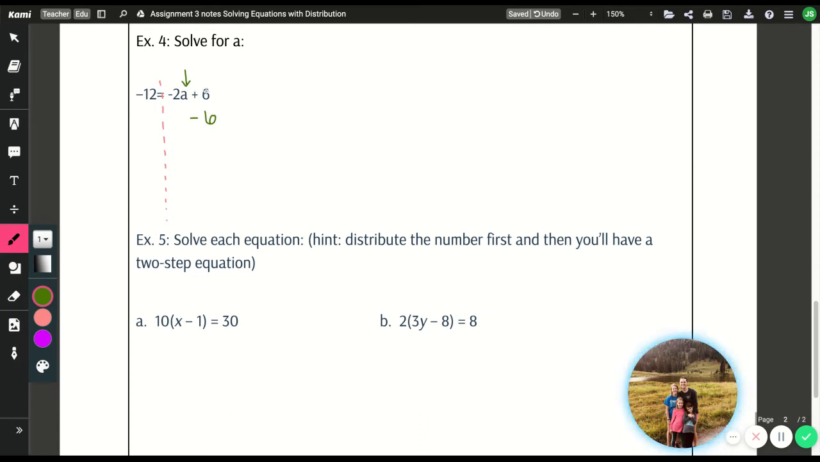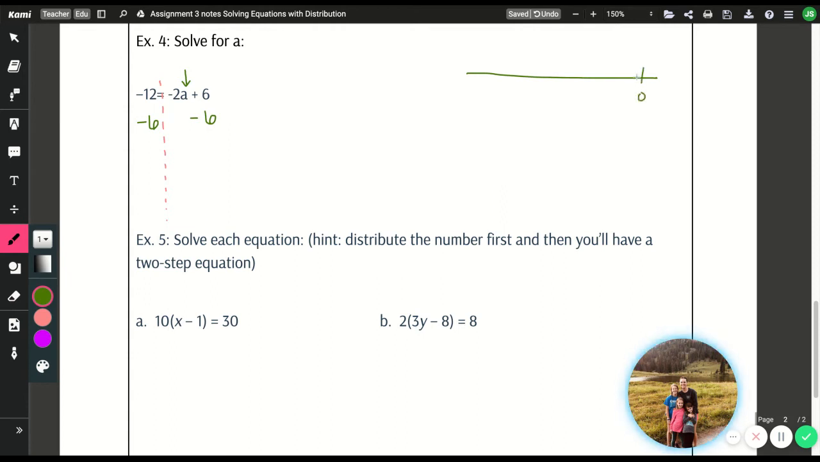So the reason I'm going to subtract 6 is because 6 minus 6 is 0 now, and those will be gone. But you have to keep it balanced. So if I subtract 6 from one side, I have to do the same thing and subtract 6 on the other side. So negative 12 minus 6, think of it, you're on a number line here, right?